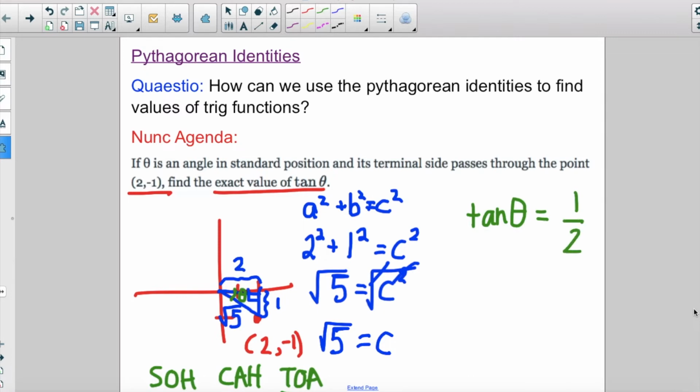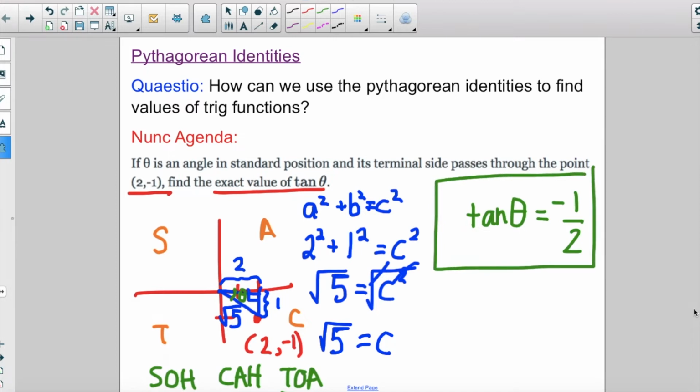So last thing we need to check is if this is positive or if this is negative. To see if it's positive or negative, you use All Students Talk Constantly. Since this is where the C is, that means that only cosine is positive, so tangent is negative. So this right here is our final answer.